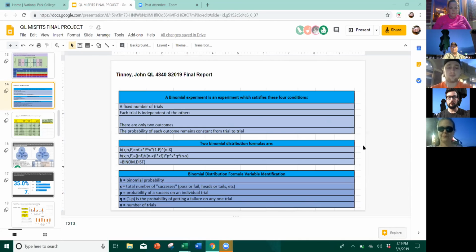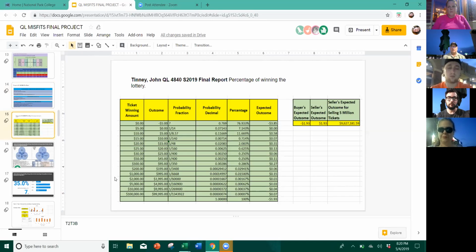And if you look here, the distribution formulas are listed for us as we figure out these things. And the last chart shows the variable identifications in the formulas. B is the binomial probability, X is the number of successes, P is the probability of a success, Q is 1 minus P, the probability of getting a failure on any one trial, and N, of course, is the number of trials.